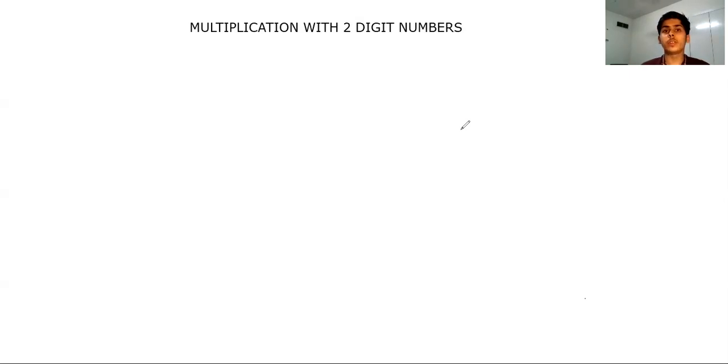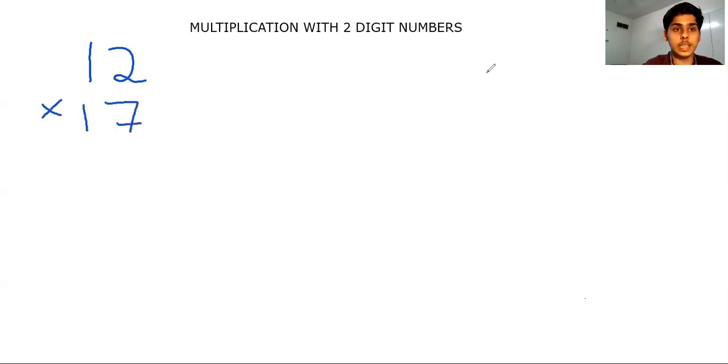I will be dealing with multiplication with two-digit numbers. So why don't we just get right to it? Why don't we discuss what 12 multiplied by 17 is. This is the example I'm going to be using for this particular video.